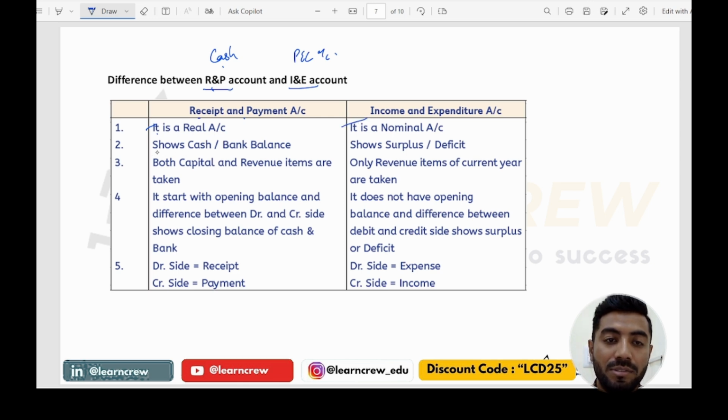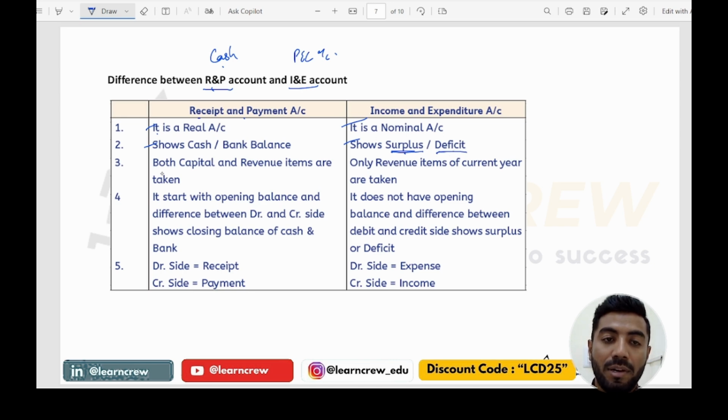This shows cash or bank balances. This shows the profit and loss, that is, surplus or deficit. Here we don't use the word profit or loss because it's not meant for profit. We just use the word surplus, the excess money we have, instead of profit. If we don't have excess money, then we use the word deficit.